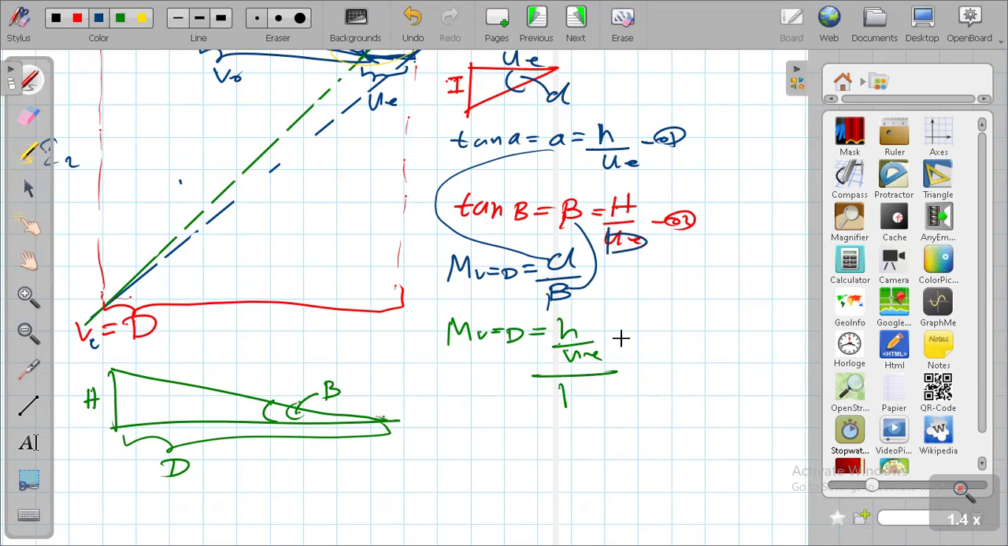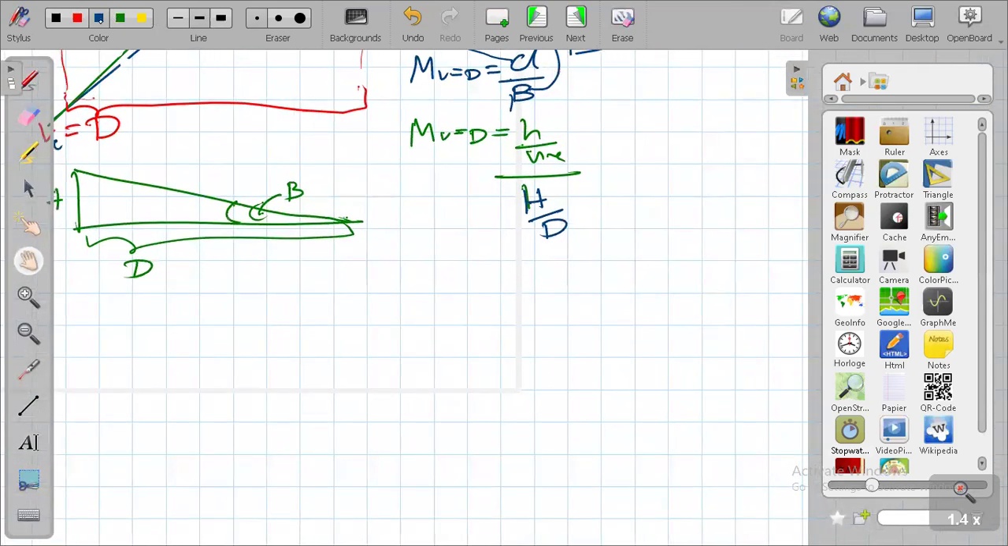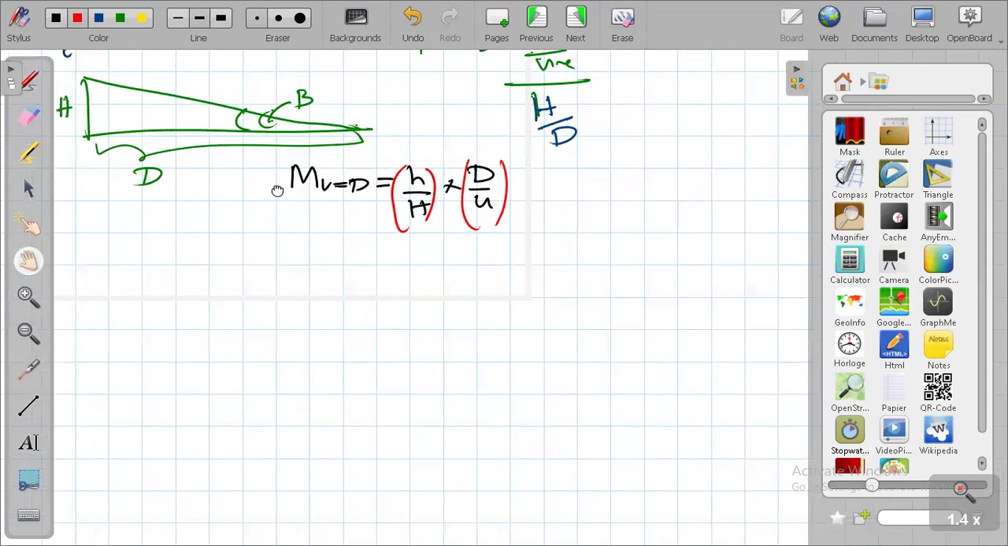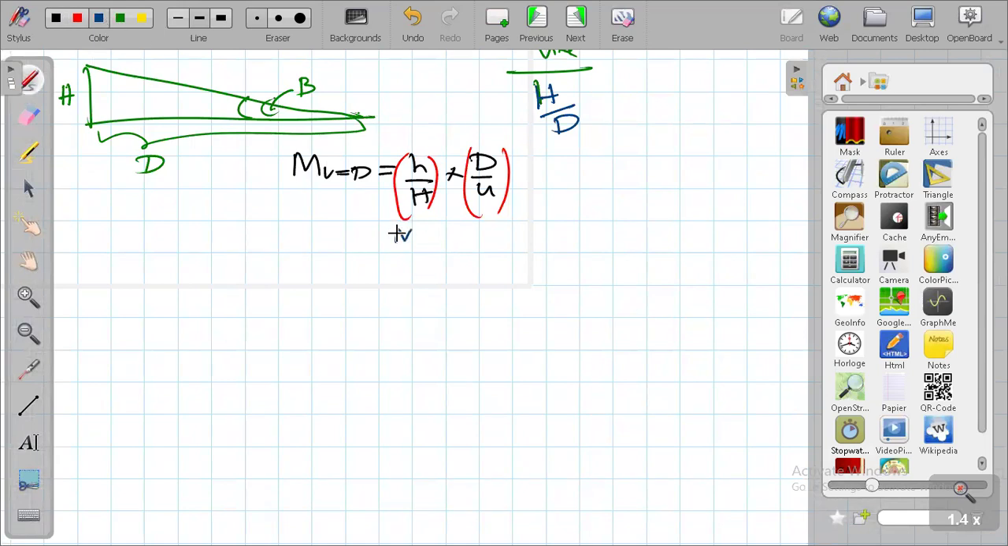h over D. Now I have to rearrange this. h over capital H multiplied by D over UE. What is h over capital H? What is D over U? This is the magnification of objective. This is the magnification of eyepiece. See?